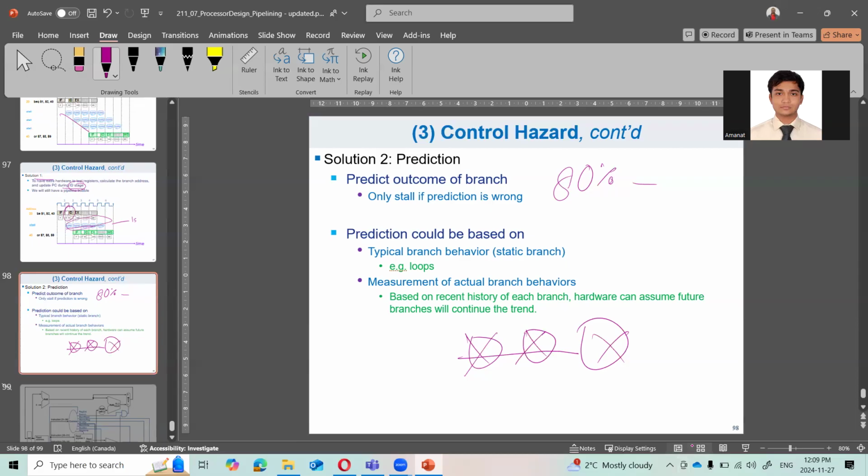If you have 80% of the time running the for loop, then you assume that the for loop is going to run and start doing the things. But if you see the for loop doesn't run, then you just say, okay, forget about that, we're going to jump. So that's for this lecture.